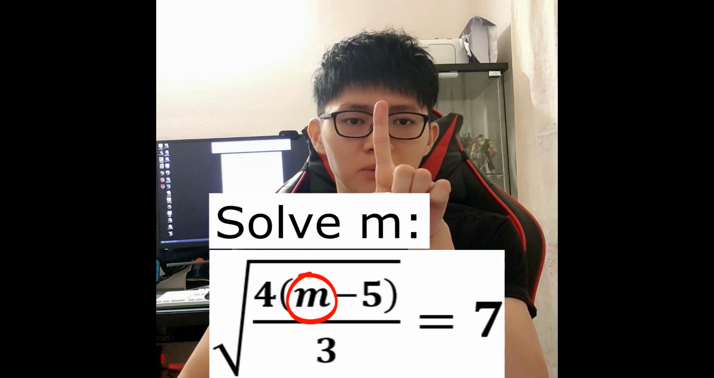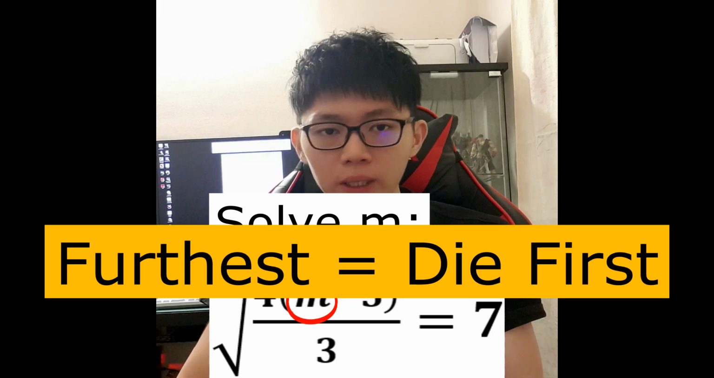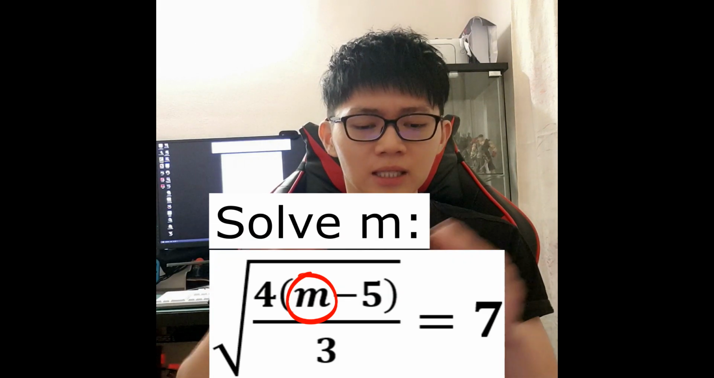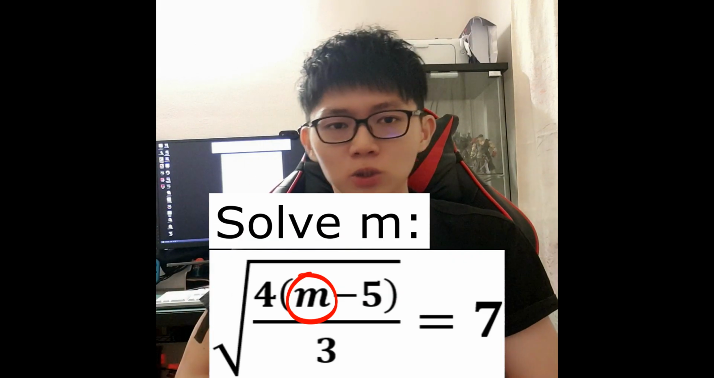Okay, so follow one simple concept. You always throw away the furthest first. The furthest one always dies first, right? So we got a lot to throw here. Which one to be thrown away first?